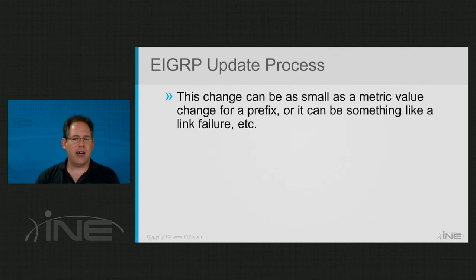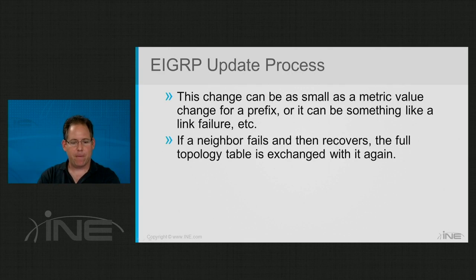So this is talking about when might a network be resent by EIGRP. And we can see here a metric value might change. Obviously a link failure, the link going down then coming back up, will cause it to be resent. And if a neighbor fails, the full topology table is exchanged with it again.